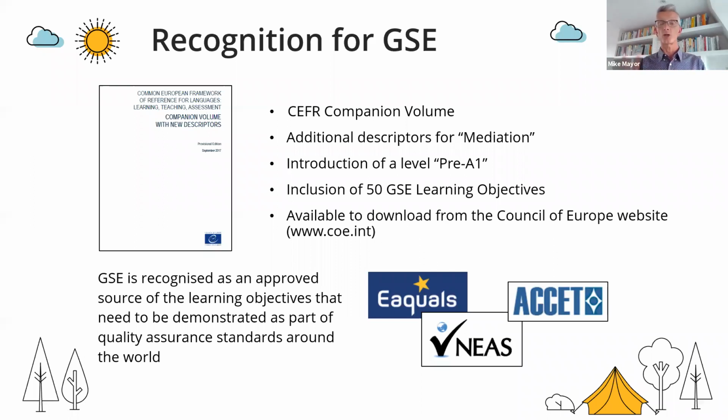And then around the world, so if you're in Europe, you might be familiar with EAQUALS. If you're in Asia or Australia, NEAS. And if you're over in America, Latin America, possibly ASSET. These are quality assurance institutions who will come in and accredit English courses, and your school, your institution. They also call out the Global Scale of English as a recognized standard to show that your courses have been robustly constructed.